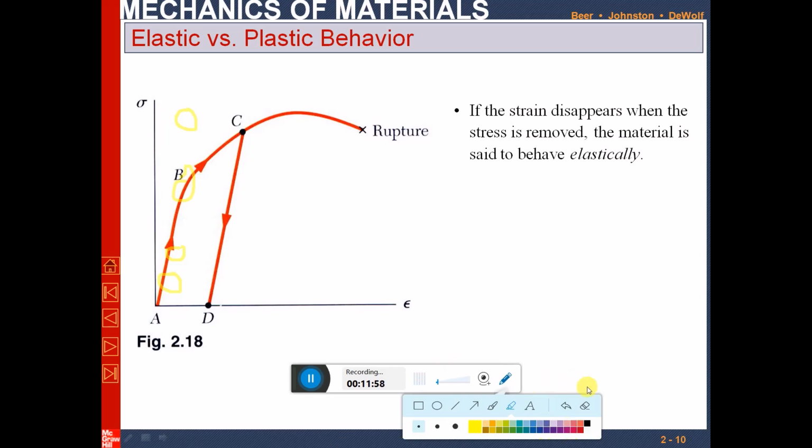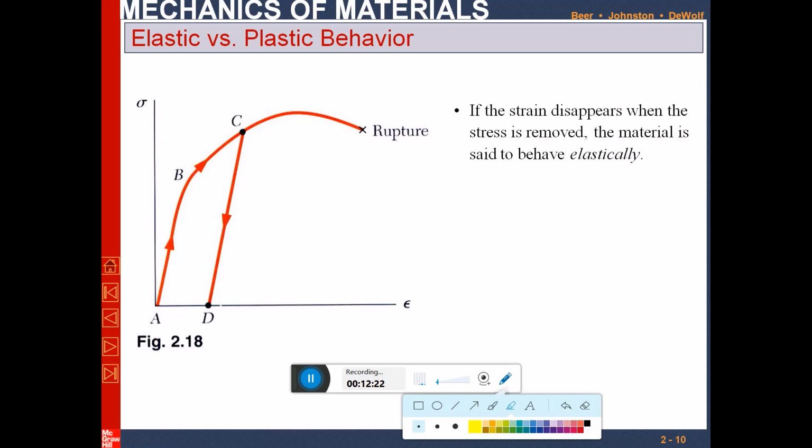Now, here we want to analyze in further detail what happens if we load a specimen of a ductile material to some plastic region and then we unload it. What happens? Let's find out. Let us suppose we have a specimen which can deform in elastic as well as in plastic region, and that specimen is also the ductile specimen.